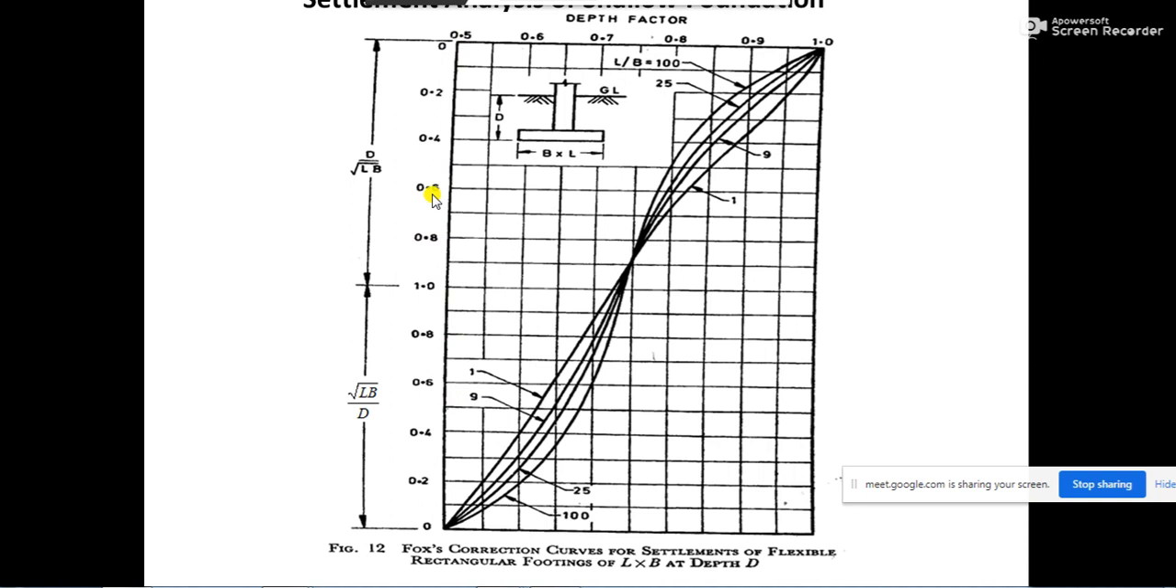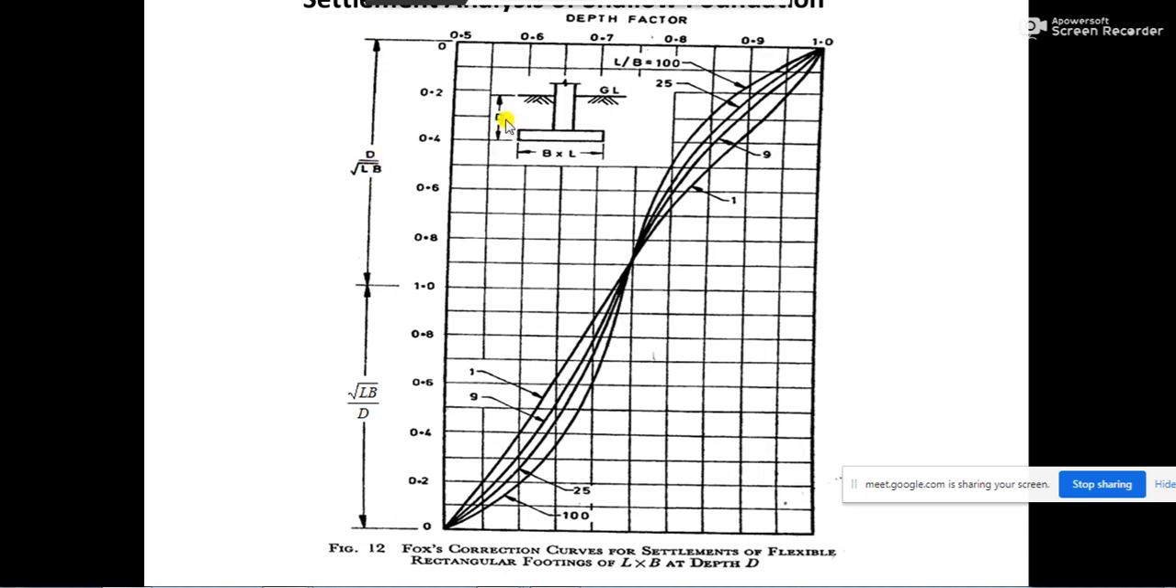There is 0.8, 0.6, 0.4, 0.20, and it is also going down in this direction: 0.8, 0.6, 0.4, 0.20. And if you observe the upper portion of the y-axis, from this datum, if we consider this one as the datum point, then this will be considered using d over root over LB.